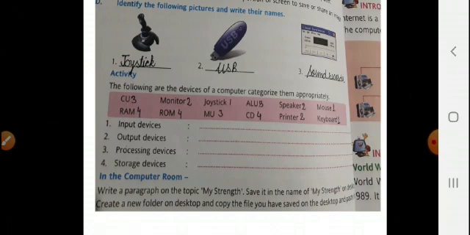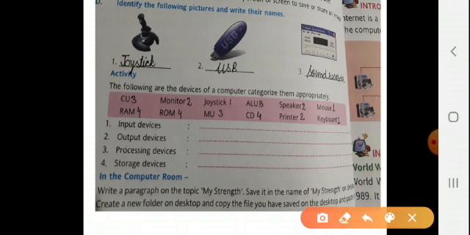So first of all, we will see input devices. So in these, which are input devices? CU is not an input device. Okay, this is a processing device. Then monitor, no. Joystick, first of all write joystick. Then mouse is an input device and keyboard is an input device. Okay, joystick, mouse and keyboard. Hope you have completed.